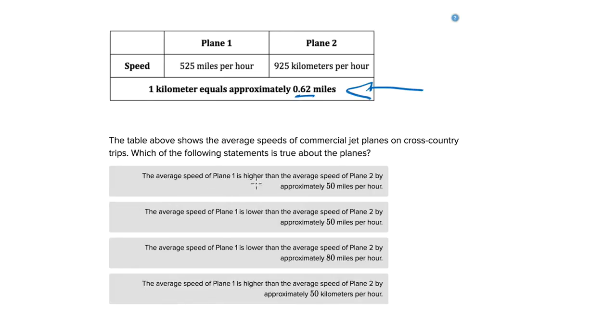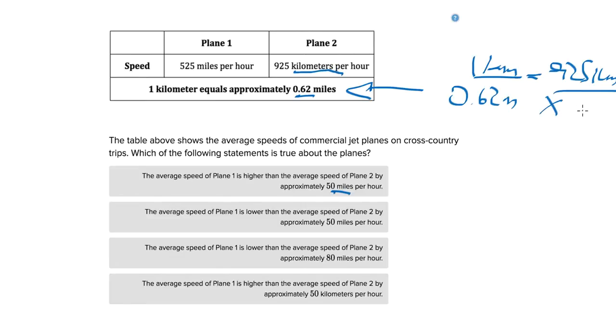The average speed of plane 1 is higher than the average speed of plane 2 by approximately 50 miles per hour. Well, we can't tell because the speed of plane 2 is in kilometers per hour, so we're going to have to convert. Now they're telling us that for every 1 kilometer, we can set this up as a ratio, we have 0.62 miles. And we want to keep this relationship here for 925 kilometers being, I guess, the amount of miles that we are missing here.